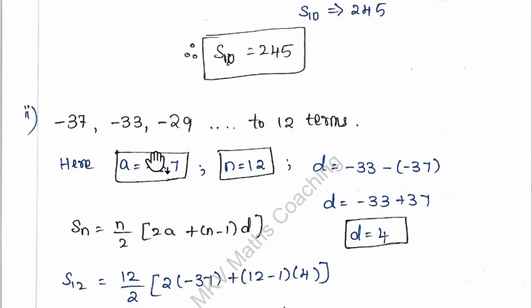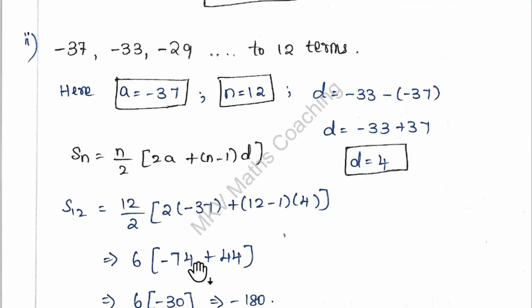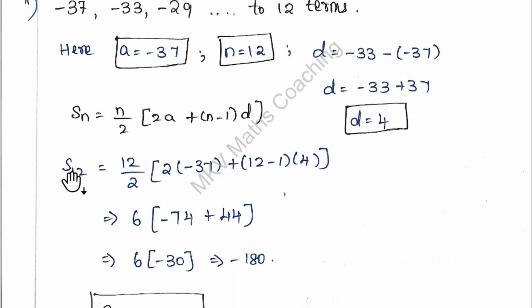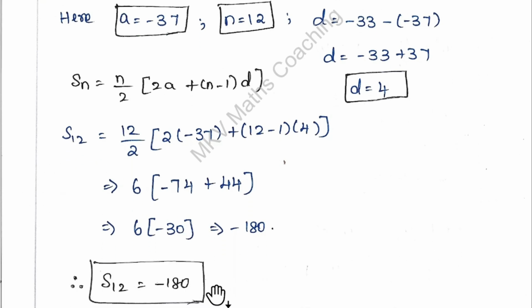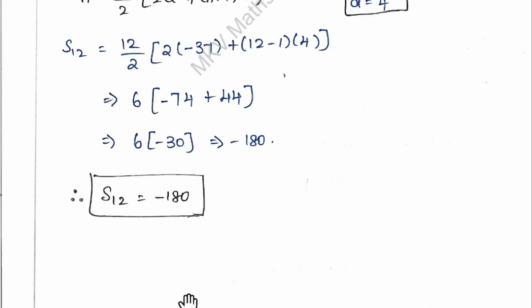Can you check the side column? What are the known values? These known values satisfy this formula. Since you have n, a, d, you can directly substitute in this formula to get the sum of 12 terms. You will be getting the sum of 12 terms as minus 180. Just substitute it by yourself.